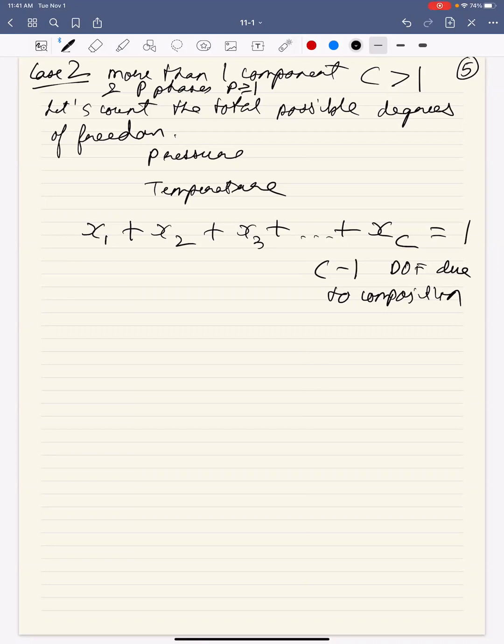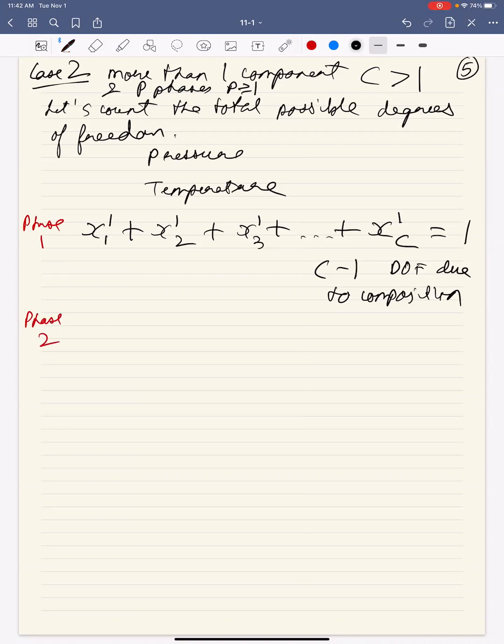So we have C minus 1 degrees of freedom. This is for one phase, right? Now let's say you have P phases, and these mole fractions will exist independently for every phase, right? So now we will start thinking about phase number 1. All of this applies to, I put a little superscript and say this is for phase 1. Let's go to phase 2.